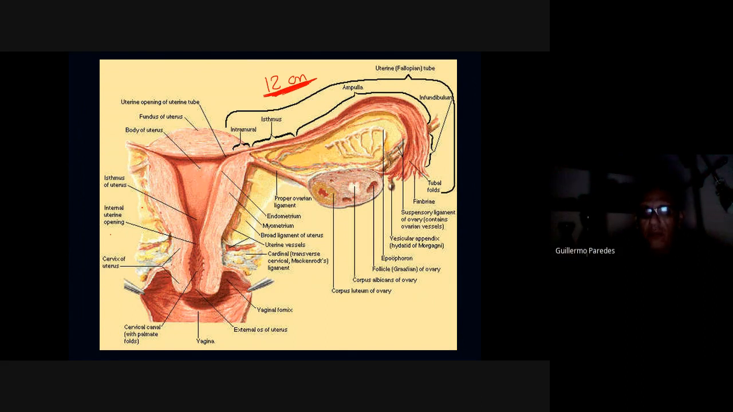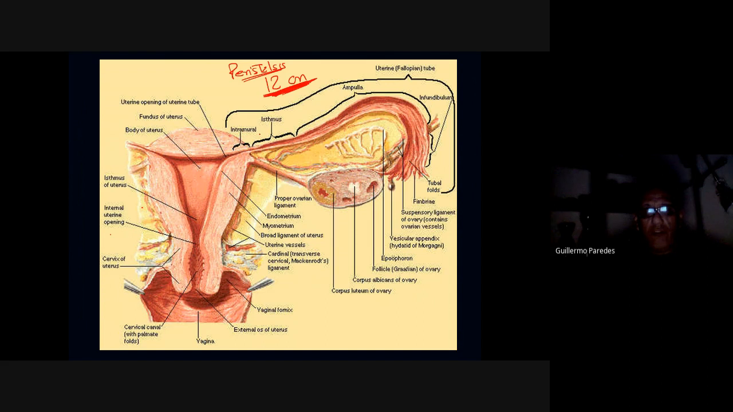That is basically the size of the fallopian tube. The fallopian tube is not like a plumbing tube. It's very, very flexible, and this flexibility allows the fallopian tube to undergo peristalsis. Peristalsis is not only a term used for the gastrointestinal system, but for other structures too. The bile duct has peristalsis, the pancreatic duct, the ureters, and the fallopian tube too.